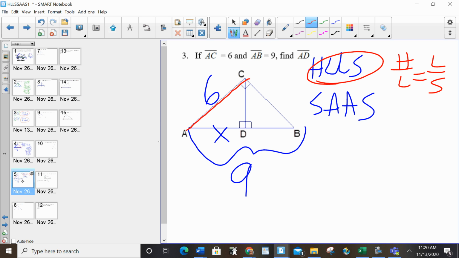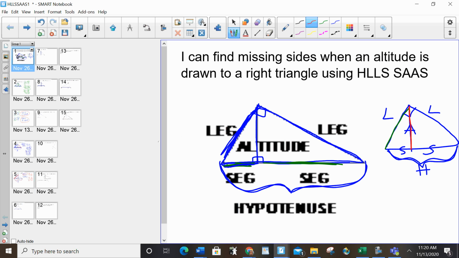If you need more time, you can pause. H is 9, L is 6, L is 6, S, because I'm using the left leg, I'm using the left seg, is X. Again, if you don't know what H, L, and S are, here it is. This is what H, L, and S are. You need to refer to this until you have it memorized.